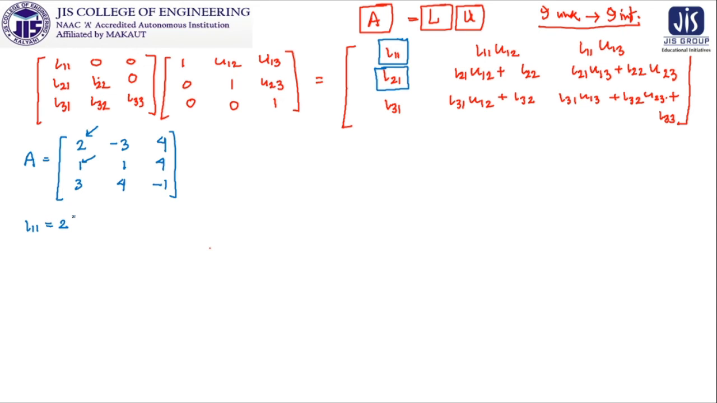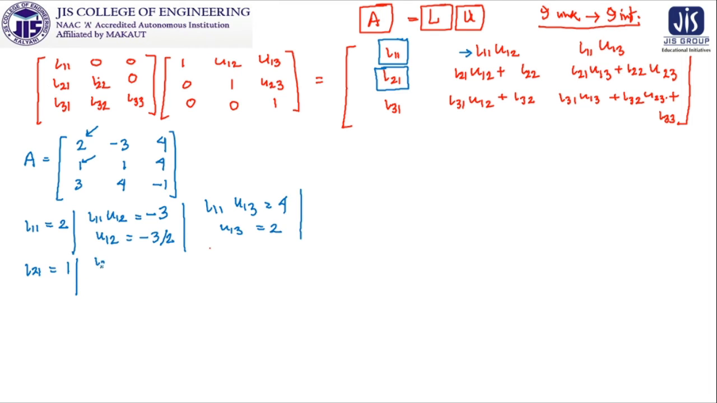L11 will be 2. Then if I compare this position, L11 U12 is equal to minus 3, and putting the value of L11 we get U12 is equal to minus 3 by 2. Similarly, L11 U13 is equal to 4, so U13 is equal to 2. Next, if I come to the second row, then I will get L21 is equal to 1.